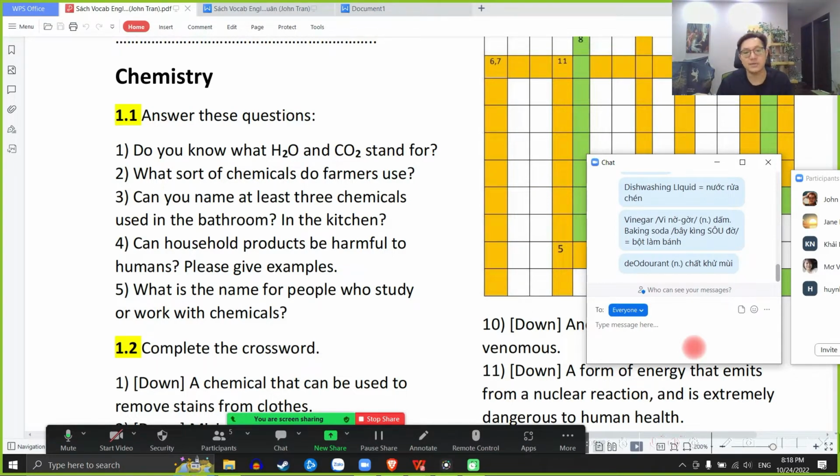Now, okay, so can household products. So we have the word household. Household products. Những sản phẩm trong nhà. Can household products be harmful to humans? Có thể những sản phẩm trong nhà nó gây hại cho người không?